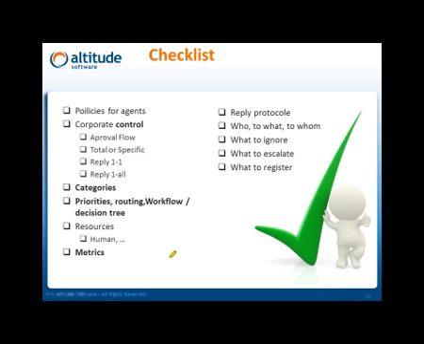So they need to define new policies for agents. They need to define the corporate control, if there is an approval mechanism, if you're going to reply one-to-one or one-to-all, what categories the posts come in, define priorities, routing, workflow, decision tree, etc., what metrics, who is going to reply to what, to whom, what is to ignore, what is to escalate, what is to register, etc., etc.